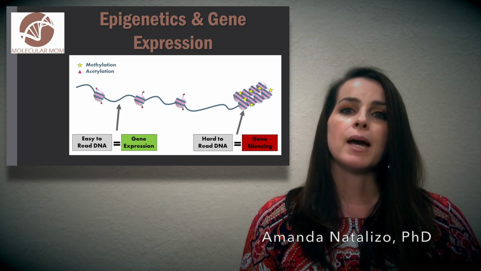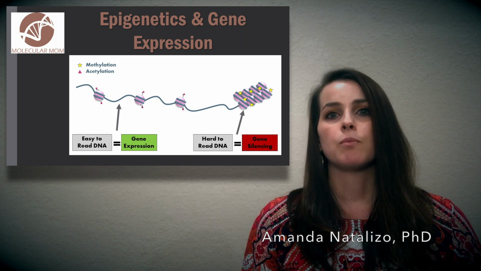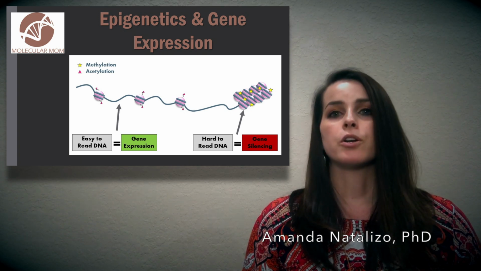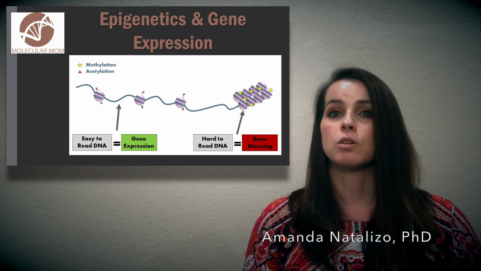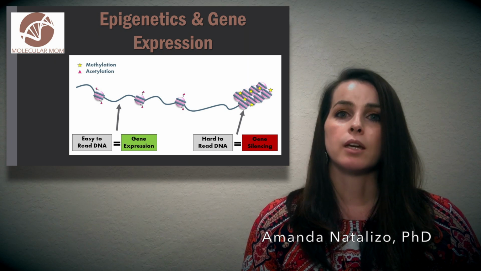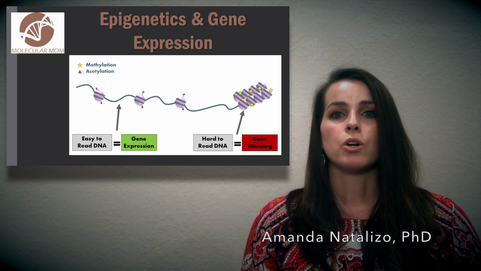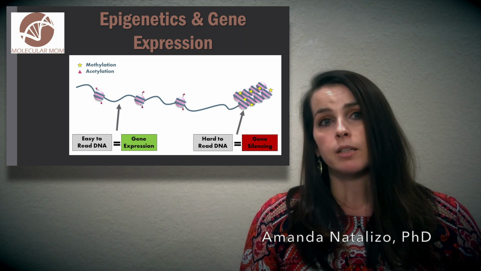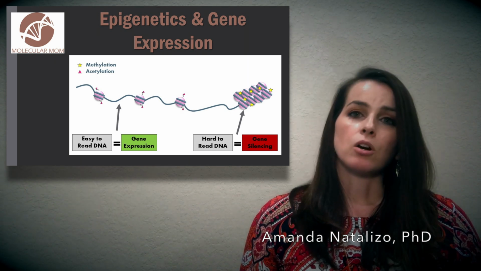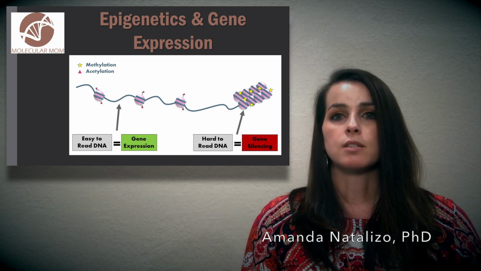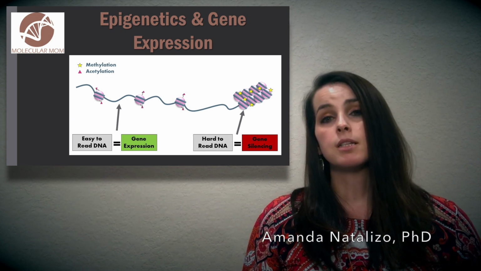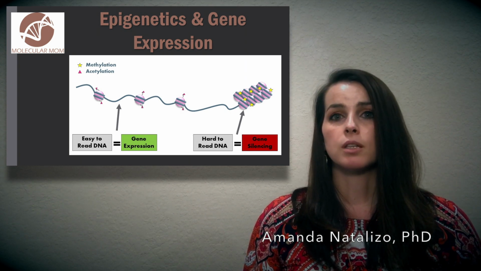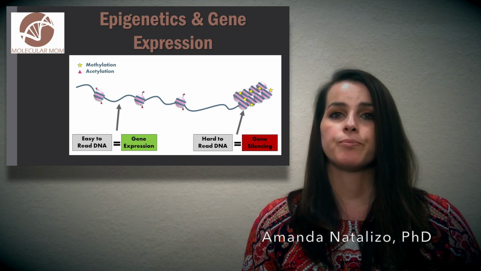So you can imagine that when there are changes to these epigenetic marks on your DNA or on the histone tails, this can affect your gene expression pattern. The more tightly compacted the DNA is, the harder it is to read, and that results in gene silencing. And the easy-to-read DNA, which is more loosely packed, results in an increase of gene expression.